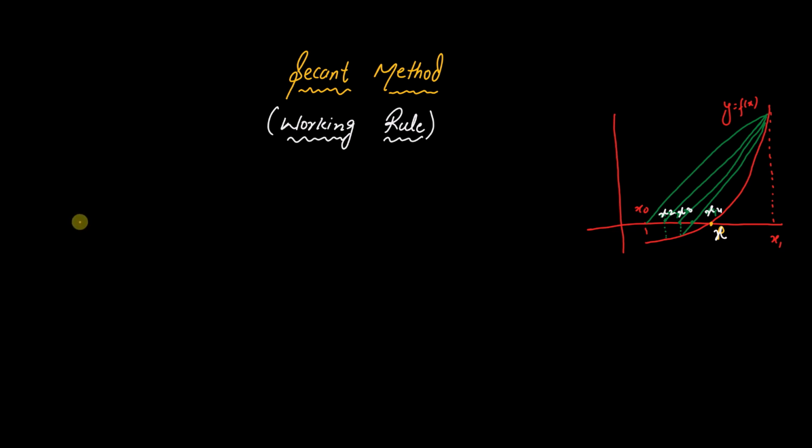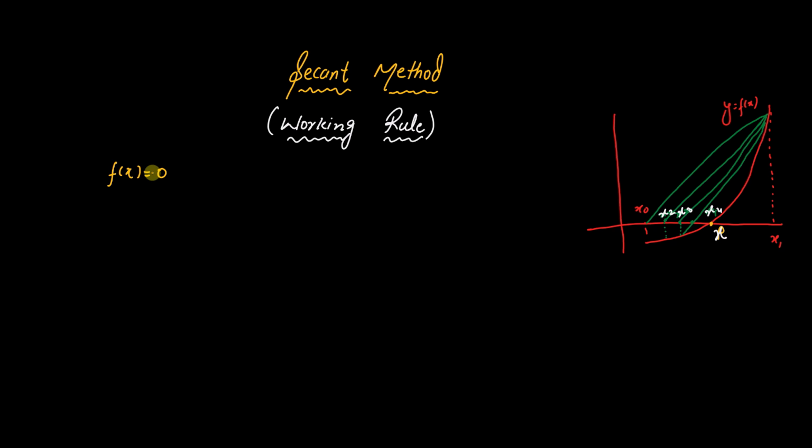In many mathematical models and engineering problems, we encounter equations of the form f of x is equal to 0. Where we cannot solve the equation algebraically, that's when we turn to iterative numerical methods like the bisection method, Newton-Raphson method, and of course the secant method.